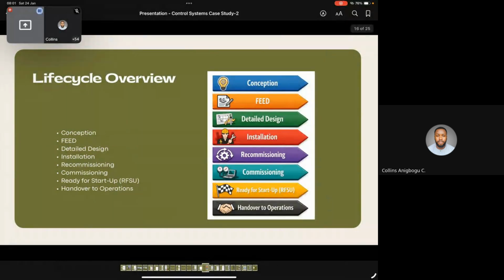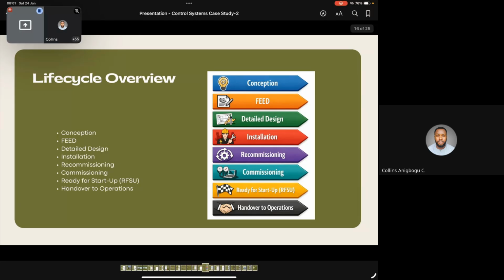All right. So the life cycle is you start from conception, then you move to FEED, you move to detailed design, you do your installation. If it's a brownfield, a field that is existing and you're doing some kind of upgrade or whatever, then we call it recommissioning. If it is a greenfield, we call it commissioning. A greenfield is a brand new plant you are building from start, not an upgrade, not a modification, right?